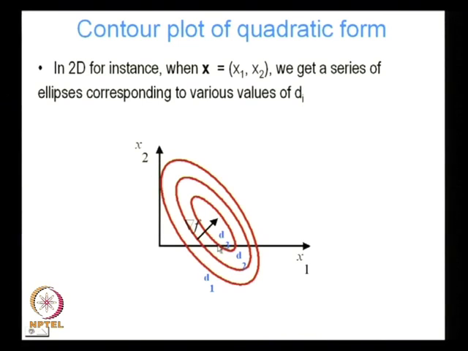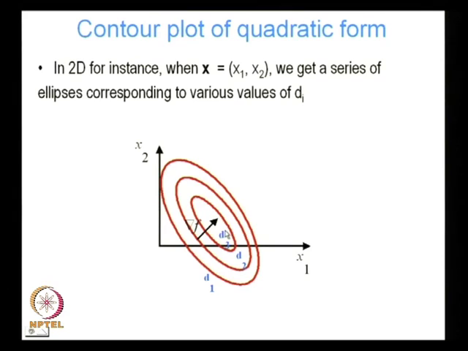So in 2D, for instance, when x is equal to x1, x2, that x has got only two components, we get a series of ellipses corresponding to various values of di, right? So each of these ellipses corresponds to a particular value of the quadratic. So along this ellipse, f of x is constant and is equal to d1. Along this second ellipse, f of x is constant too and it's equal to d2, and similarly here f of x is constant, equal to d3.